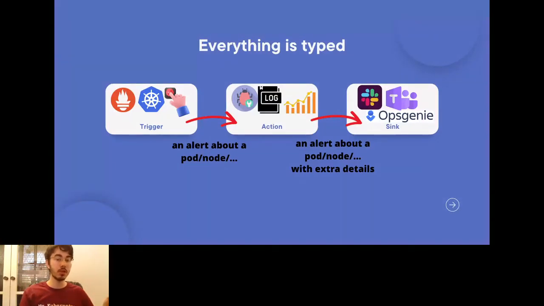Or if you have a Prometheus alert that a certain pod is crashing, then that's the trigger and it passes to the action, and the action receives that specific Kubernetes pod. So you can then have an action like go fetch the logs, and the action will know which pod it should fetch the logs from.